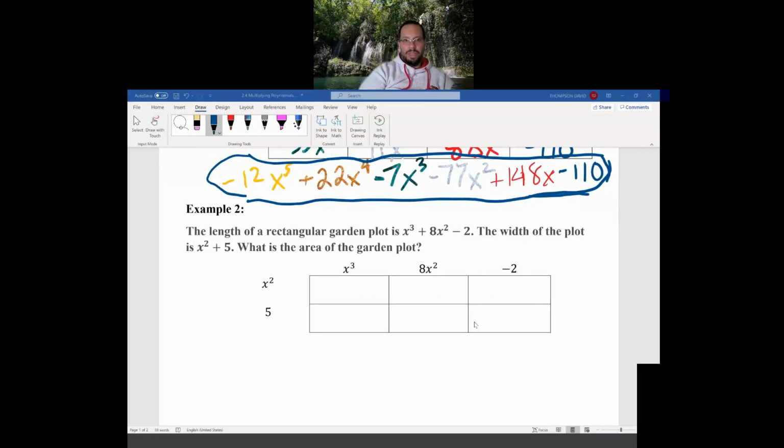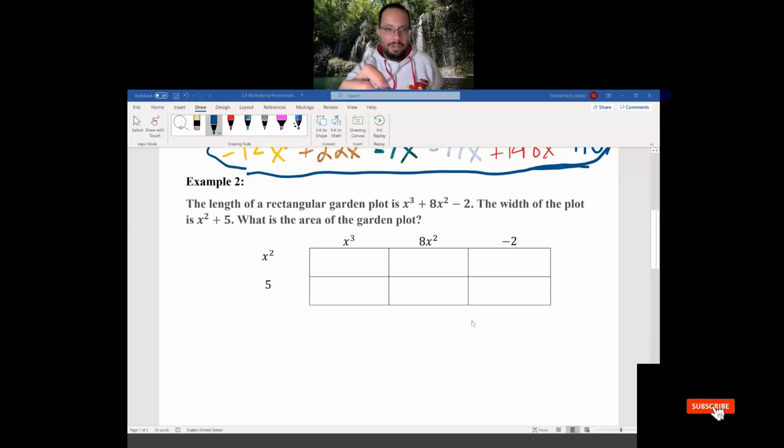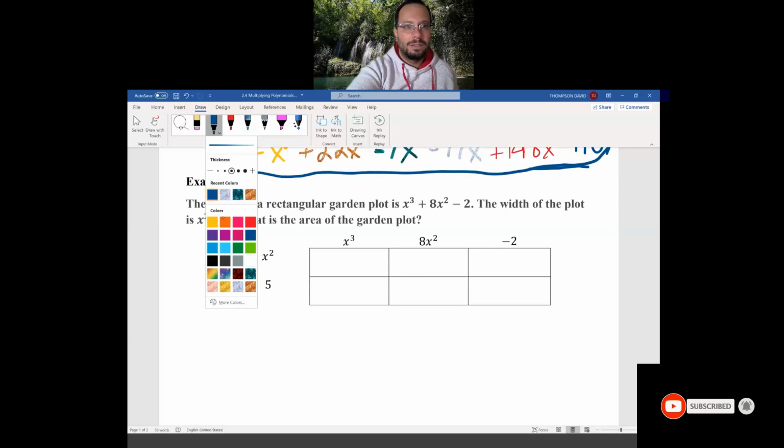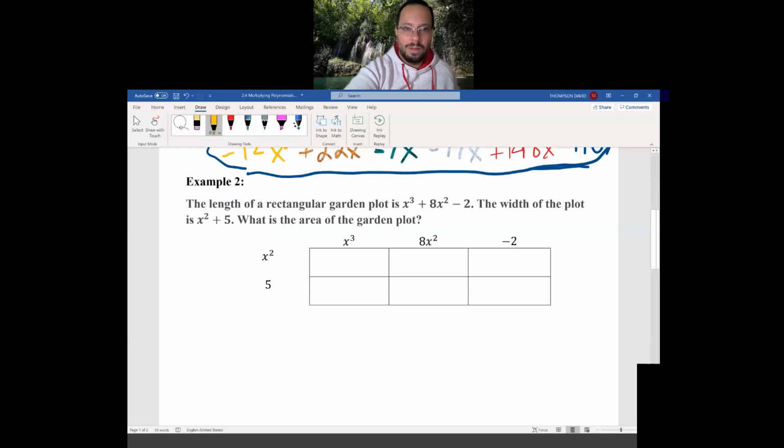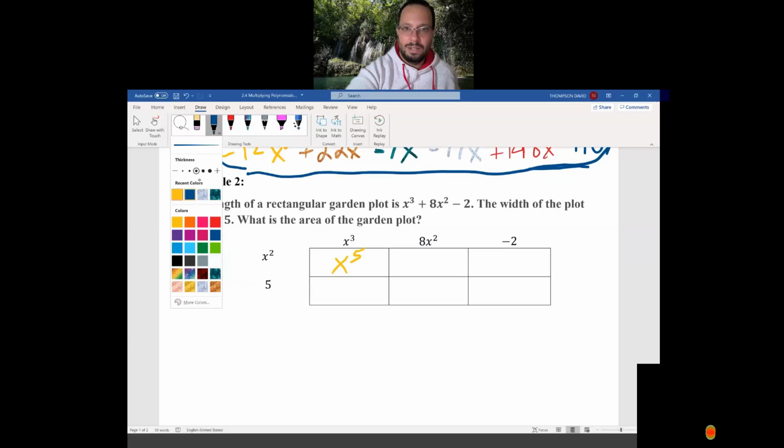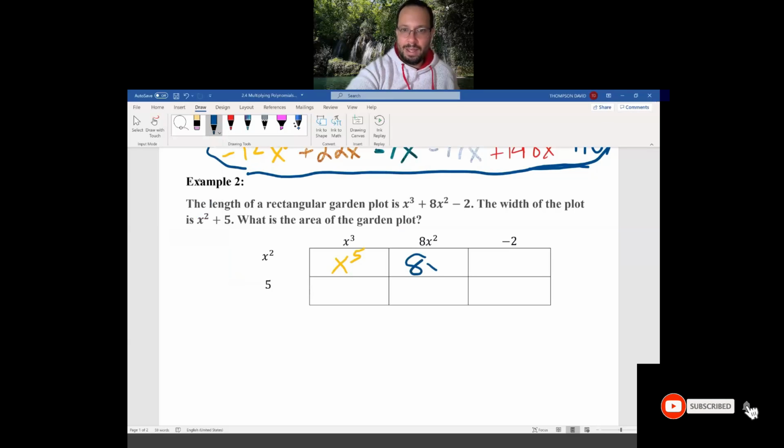Example 2. The length of a rectangular garden is x cubed plus 8x squared minus 2. The width of the plot is x squared plus 5. What is the area of the garden plot? So what we're going to do is multiply again. So x squared times x cubed is going to give me x to the 5th power. X squared times 8x squared, change colors, it's going to give me 8x to the 4th.